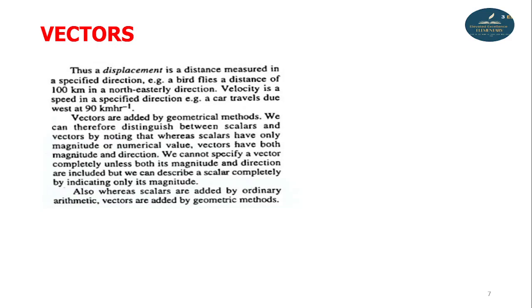A vector quantity cannot be completely stated unless the magnitude and direction are specified. But for the scalar quantity, it needs only the magnitude. So also, whereas scalars are added by ordinary arithmetic, vectors are added by geometric methods.